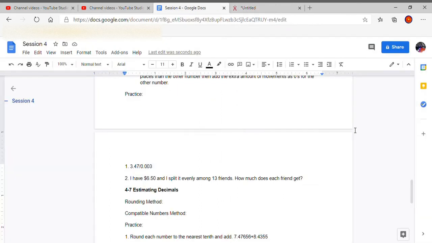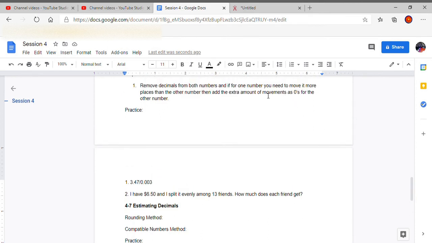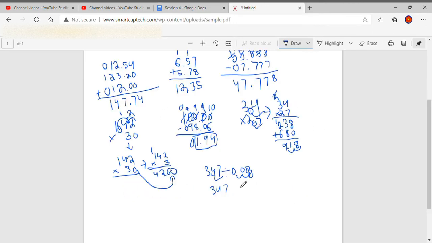Then when I say add the extra amount of movements as zeros, there's 1 extra movement, meaning 1 extra 0, divided by 3. So this is how we'll get our answer. This is the same thing as 3.47 divided by 0.003. So 3,470 divided by 3. Okay, so 3 divided by 3 is 1. So minus 3 is 0. And then bring down the 4.